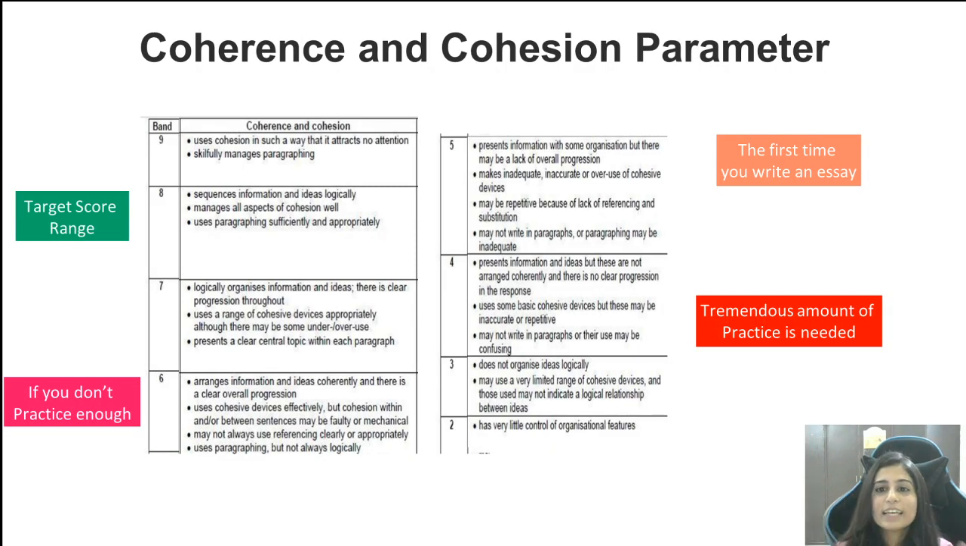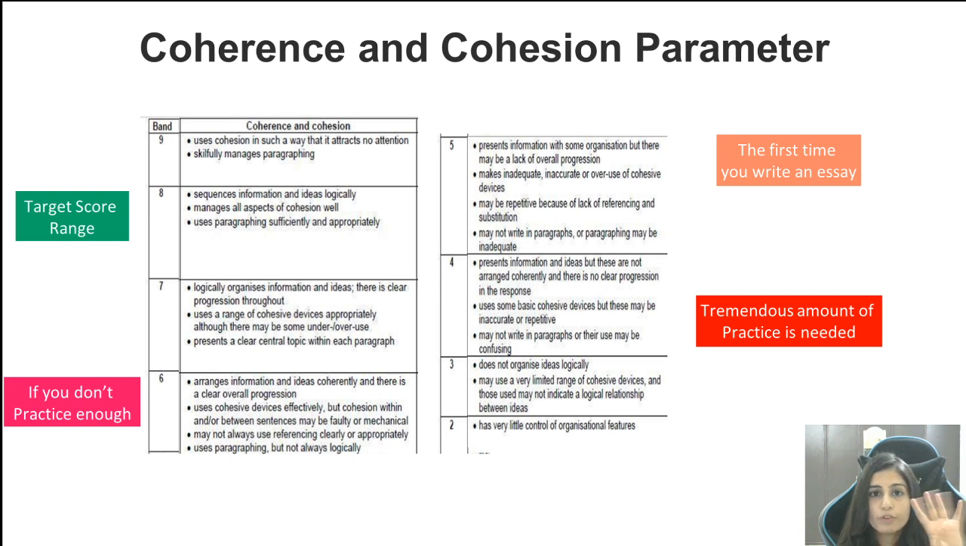So far you were seeing this slide and it talked about task response. Today this slide is talking about coherence and cohesion. Anybody who wants to tell me what this parameter is all about? Any attempts? Okay, I'll also revise what is task response.